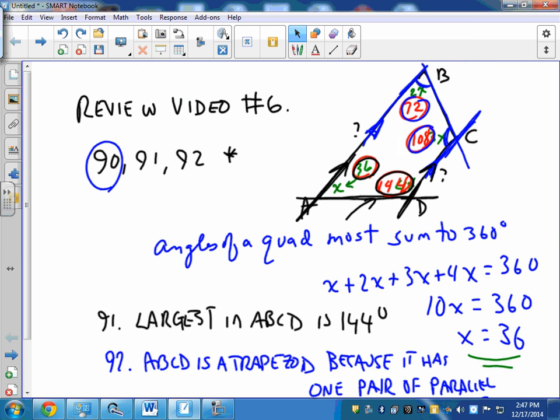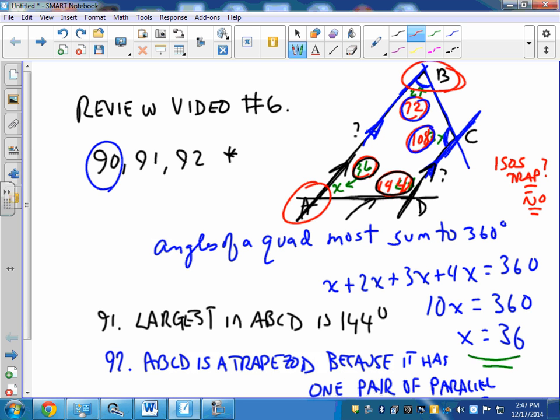And by the way, here's a sort of a related question. Is this an isosceles trapezoid? I hope you could answer that pretty easily. No. If it were an isosceles trapezoid, base angles are supposed to be equal. But if you look at the angle up here at B and the angle at A, they are not equal. Base angles are not equal, so this is not an isosceles trapezoid.